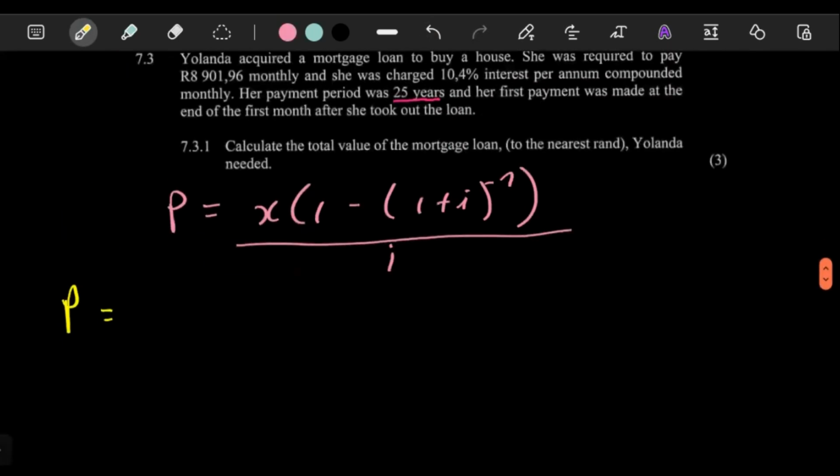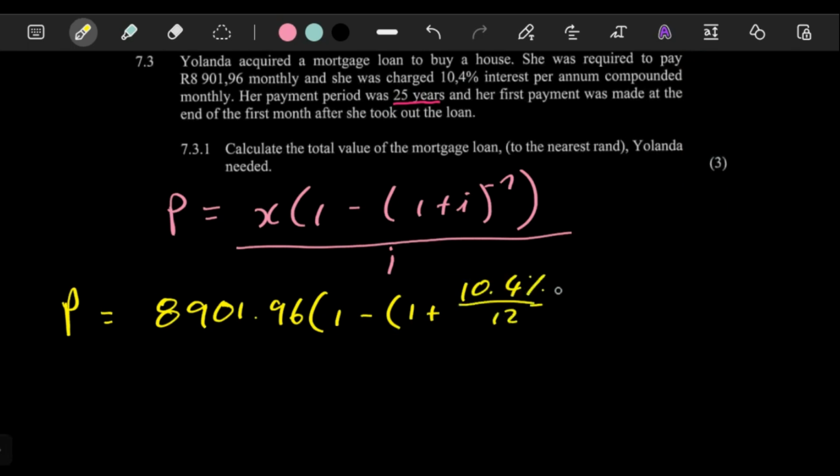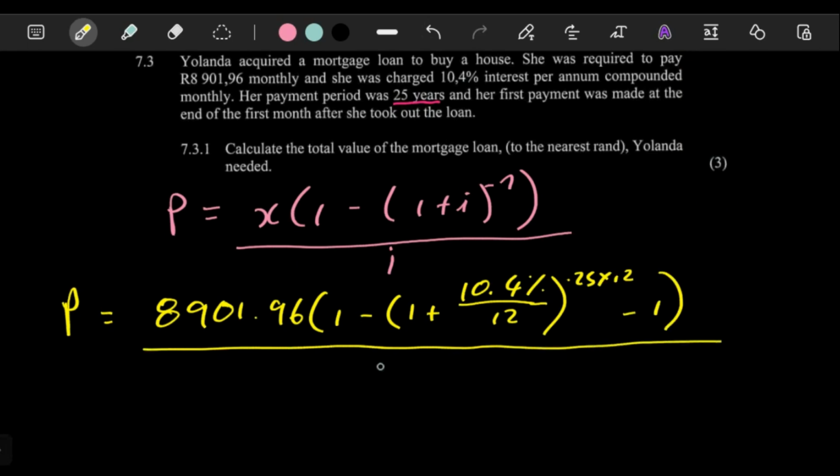So x is gonna be 8,901.96. Interest is like 10.4%, right? So 10.4% over 12. What do we now get here? n is what? 25. So 25 times 12. Let's just write it like this: 25 times 12. And then what else? At the bottom, same idea. At the bottom, interest is 10.4%, right, over 12.